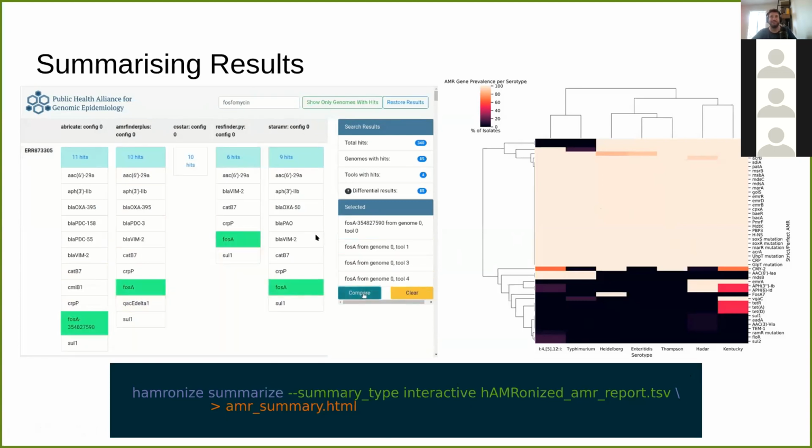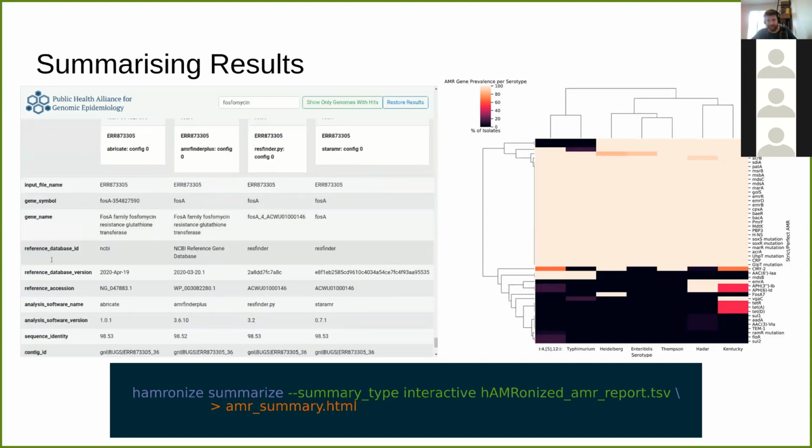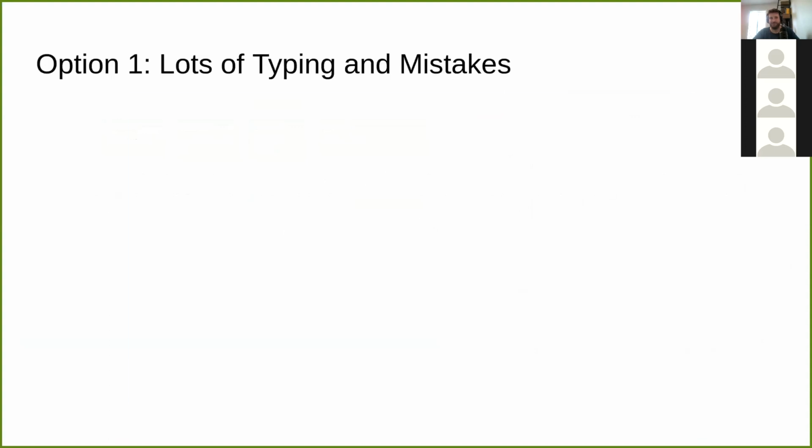This is the bit where there's almost an infinite range of ways you can summarize the data. And this is where really talking to the people who are going to use the data comes in very, very handy. Okay, so I've got a bit of time left. So that's great. That's how we do it for one sample. But what about tens to thousands of samples?